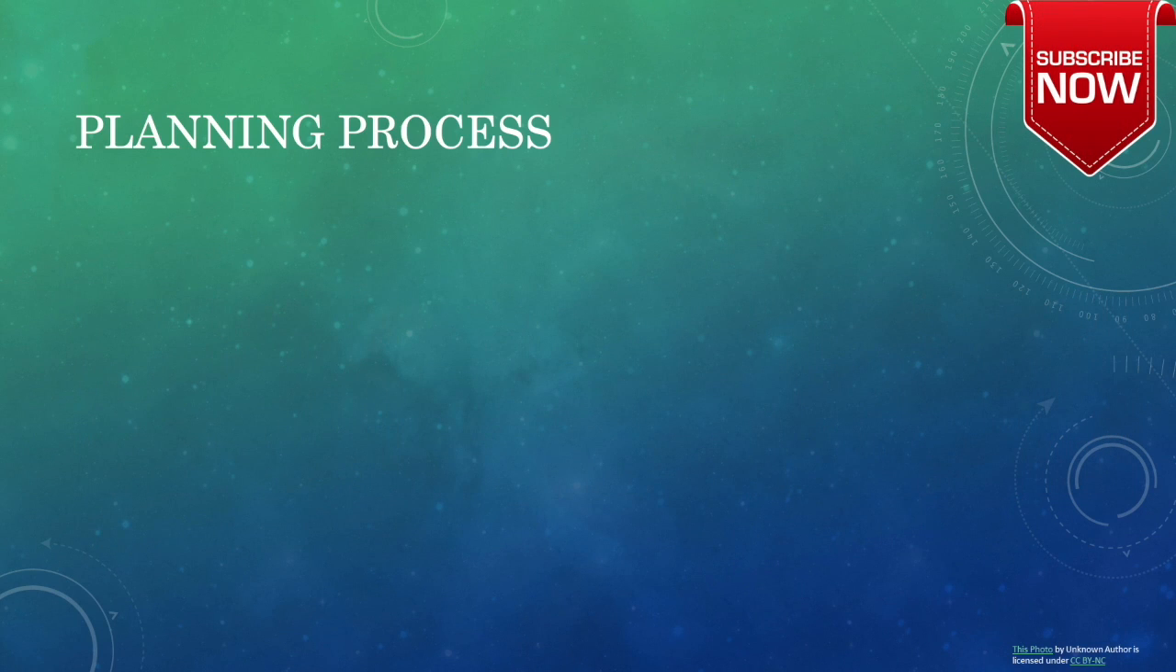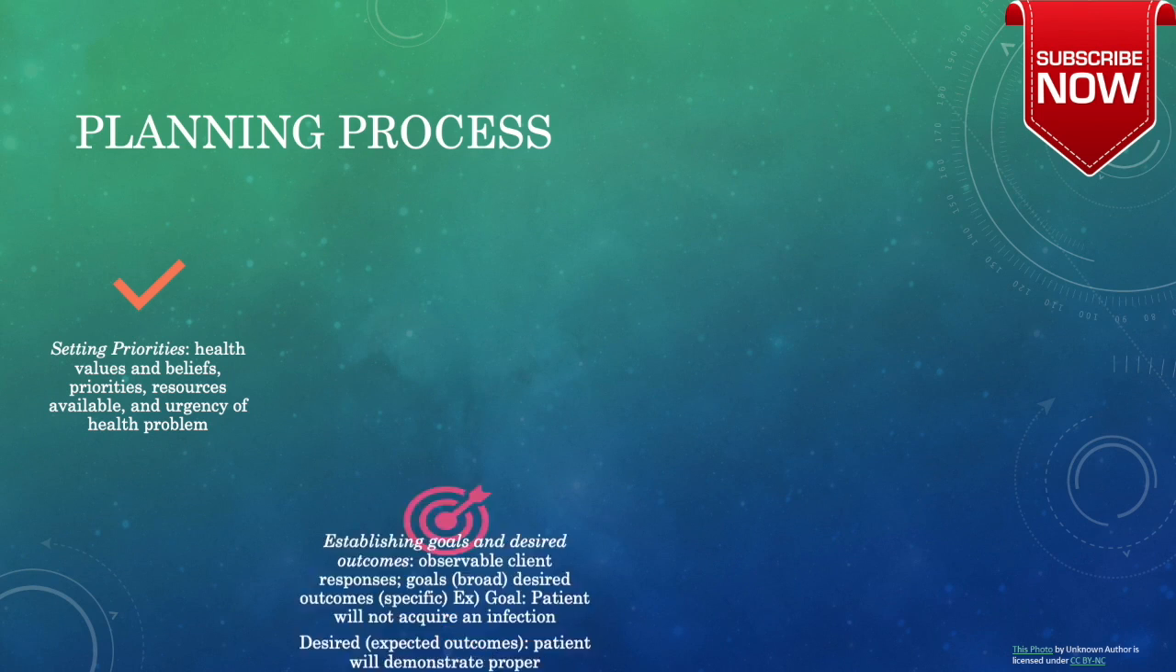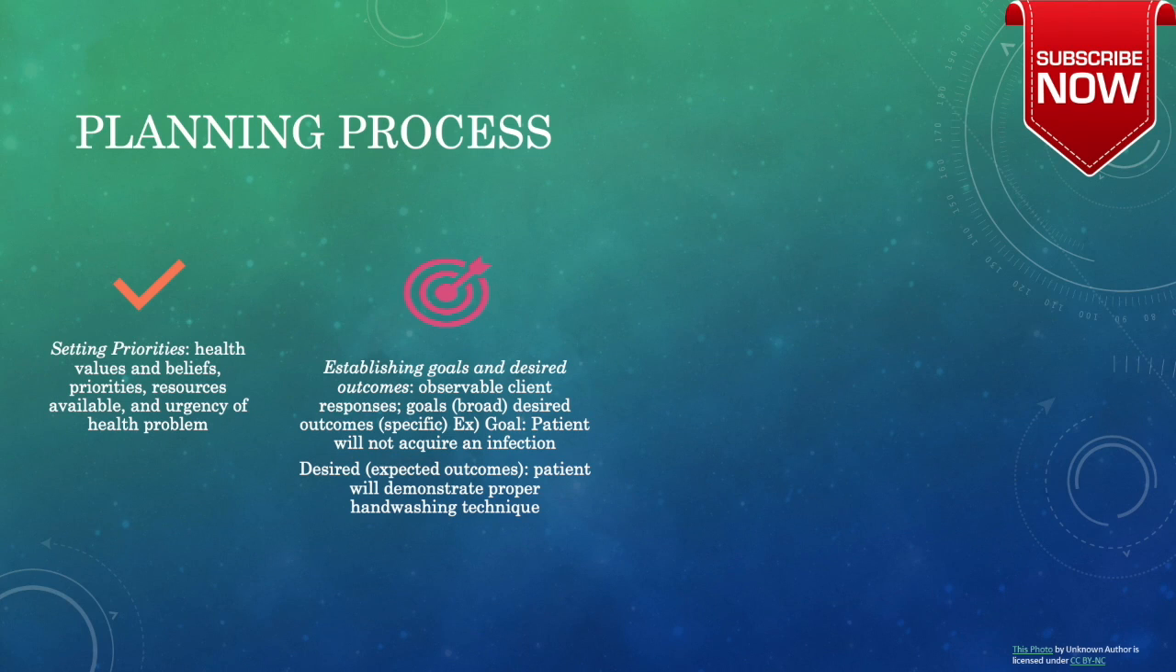The planning process has 4 steps. The first step is setting priorities. You want to make sure you include the health values and beliefs and priorities of your patient. You also want to consider the resources available and the urgency of your patient's health problem. Next, you want to establish goals and desired outcomes. You want to make sure that they are observable client responses. And a goal is usually broad, and then the desired outcome is specific. An example of a goal is the patient will not acquire an infection, and an example of a desired or expected outcome is patient will demonstrate proper hand washing technique.